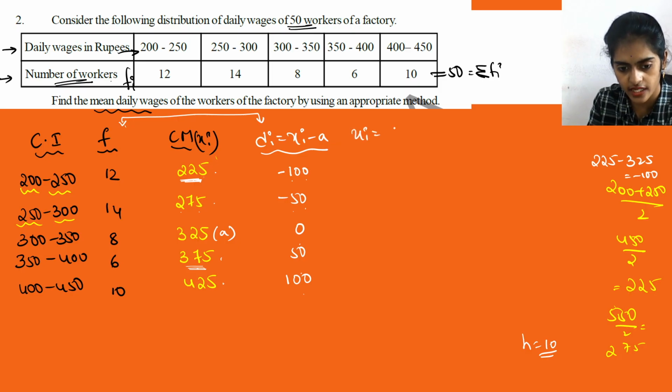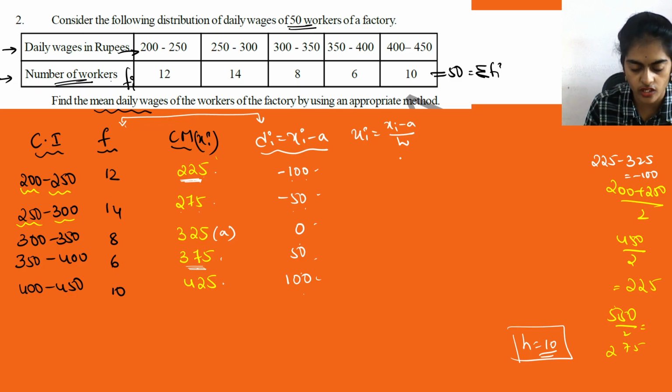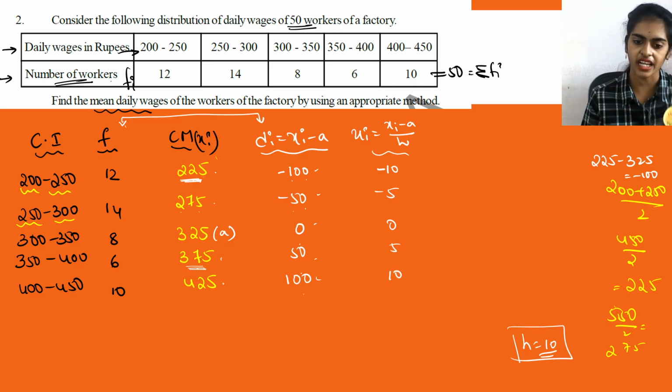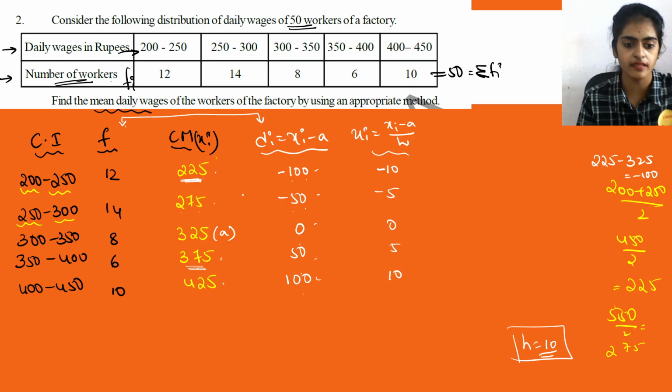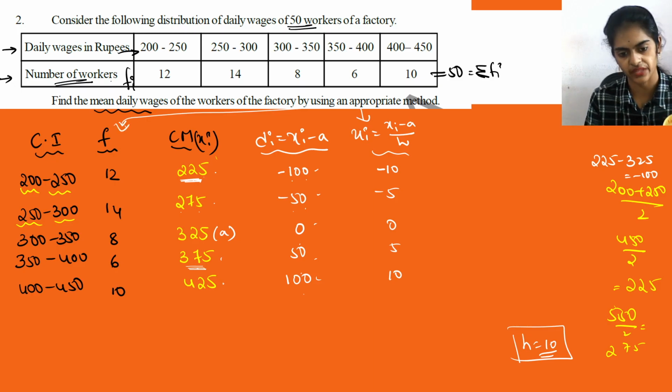Then ui is equal to xi minus A divided by h. h is 10. See here, 10 is a common factor, right? So I can take 10. If I'm dividing by 10, this will be minus 10, this will be minus 5, 0, 5, 10. Even smaller numbers. Now you can multiply. If you put a cap here, it means you are proceeding from the deviation method to step deviation.